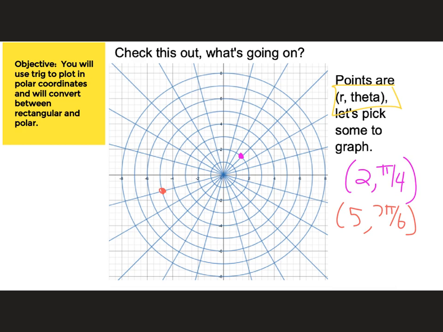Now you can do spicy things. You could have, say, -3 comma pi. So if I was going to pi, it would be to the left here, but since we're going -3, it would be over here. So that would be in the same place as, say, 3, 0. So you can do some things like that. Play around with that idea. Maybe Google a polar graphing thing and see if you can plot some points and figure out how the points kind of work.